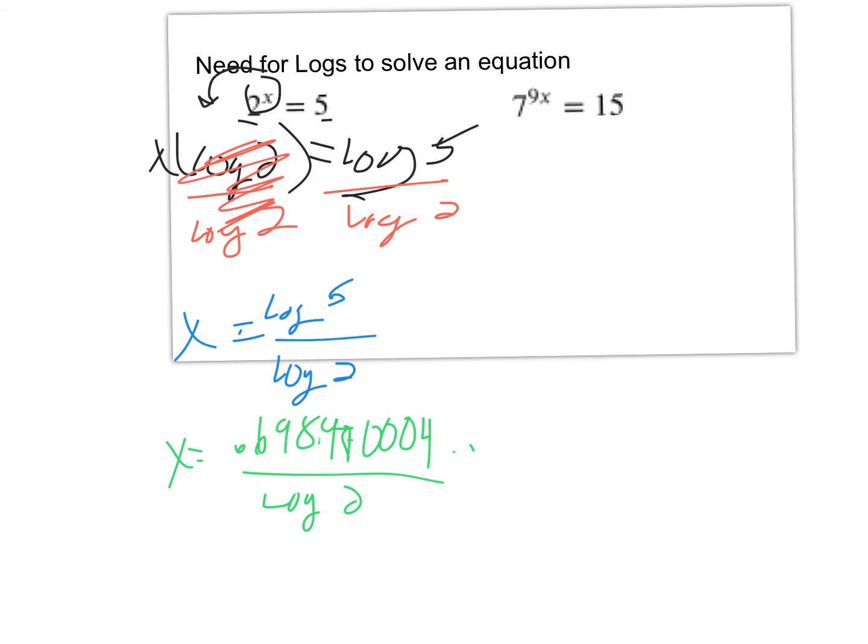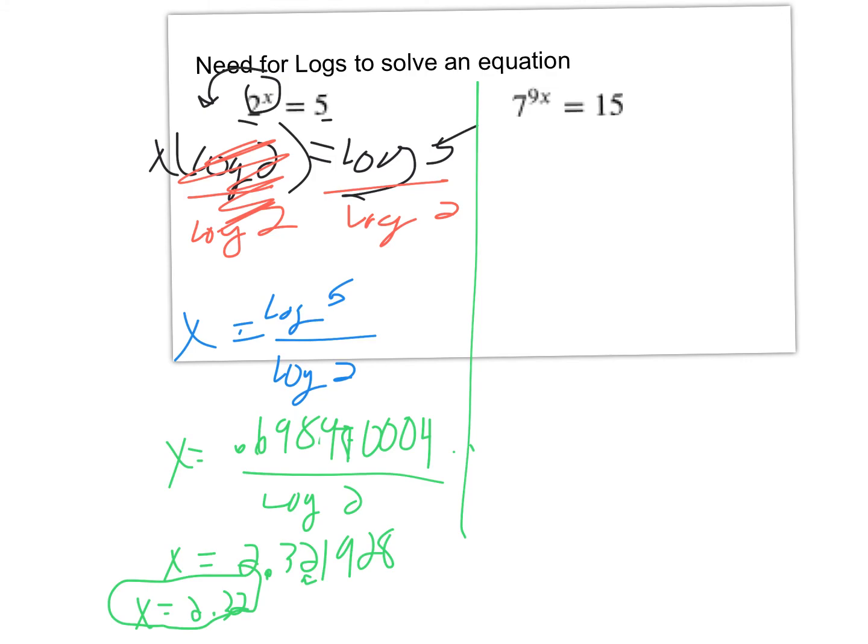Now on my phone calculator, because that's all I've got right now, I'm going to hit divided by. I'm going to do 2 log 10. And the calculator says 0.3010. That's not your answer. You still have to hit the equals after. And I get x is equal to 2.321928 and some change. Again, we're going to round to 2 places here. So x is equal to 2.32.